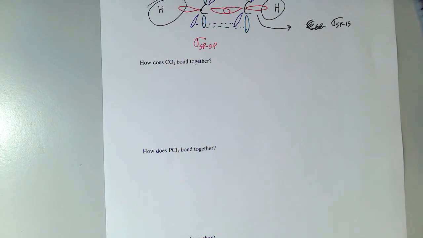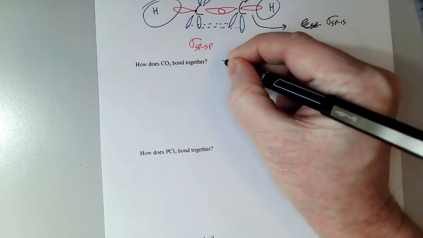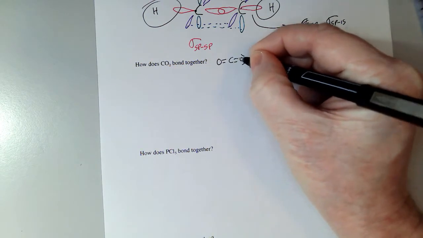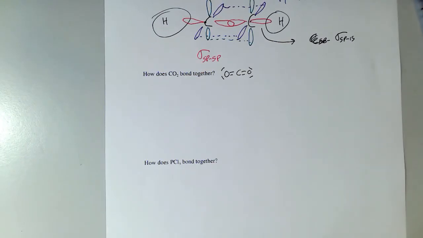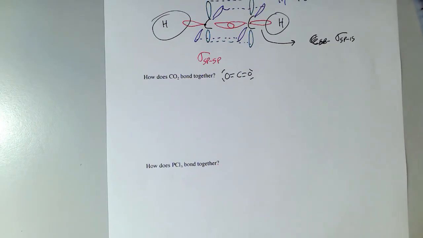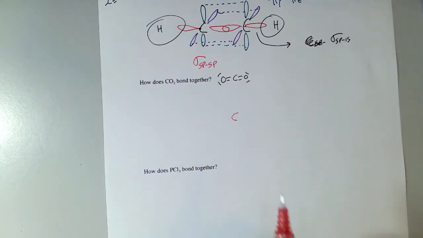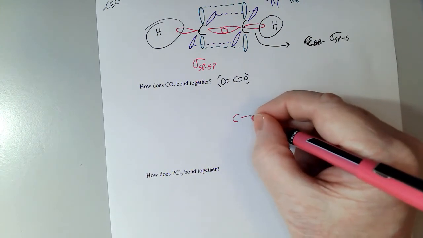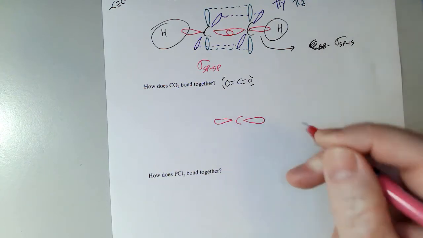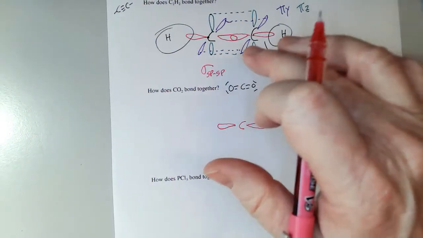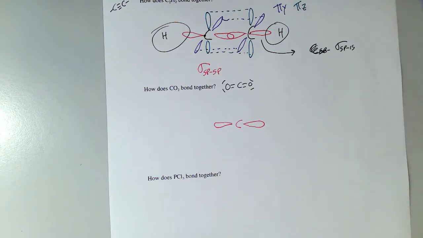CO2. All right, carbon, double bond to oxygen on both sides. But don't forget the oxygens have lone pairs, and those lone pairs need a place to live. Okay, that's important. So I'll draw my carbon, and what I'm going to do is put an sp on both sides, because the carbon is attached to only one thing.